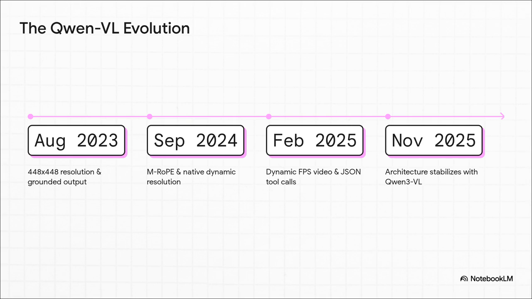Then comes the massive leap in September 2024 with Qwen2-VL. They completely rip out the fixed resolution stack and introduce native dynamic resolution, along with something called M-ROPE. Just a few months later, February 2025, Qwen2.5-VL fundamentally changes video processing with dynamic FPS and explicit JSON tool outputs. And by November 2025, with Qwen3-VL, they stabilized the entire master architecture. They basically stopped reinventing the wheel and just started scaling it.